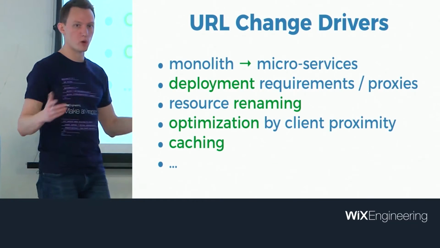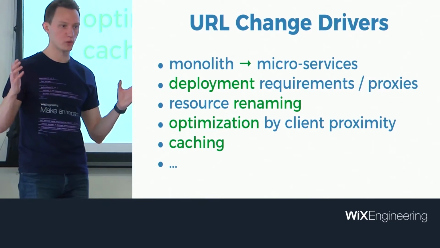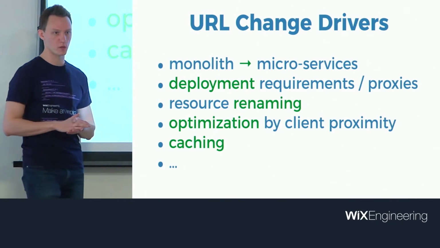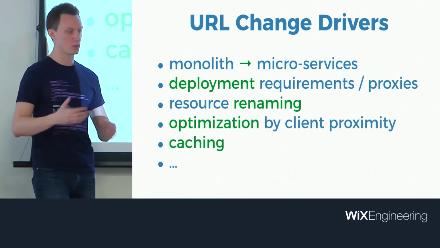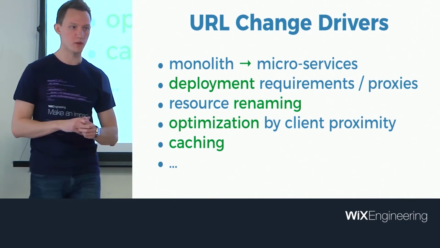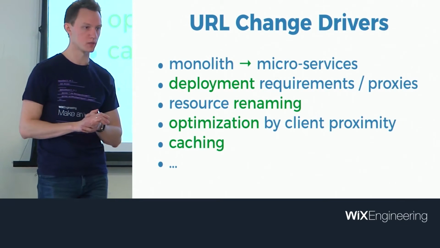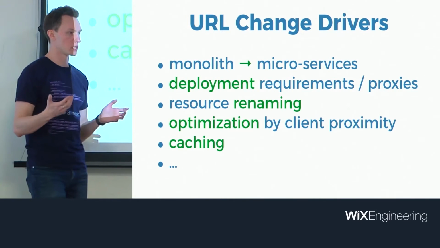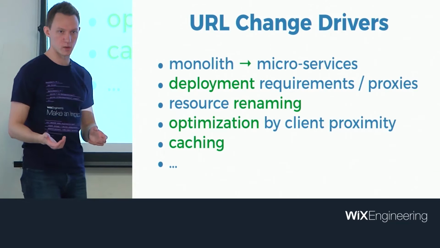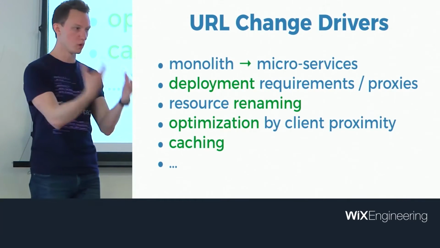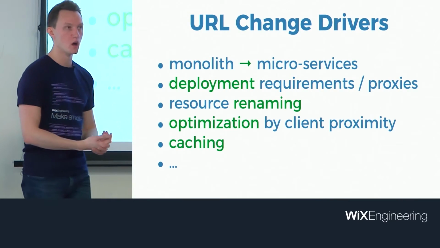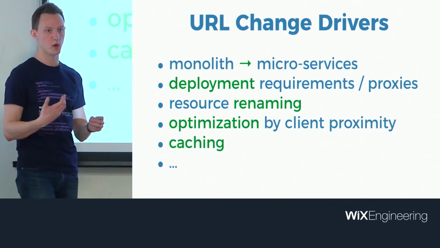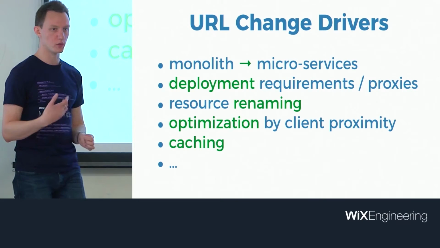There are also different deployment requirements. You have decided, or you were obliged, to introduce a proxy. And for example, you cannot introduce it in a backwards compatible way in terms of API. Now URLs got changed. In my experience, names for the resources also change, and you want to rename the API. You want to optimize by client proximity, for example. So if I'm going to your API or to your site from the US, I actually want to hit the US data center and not the European data center.